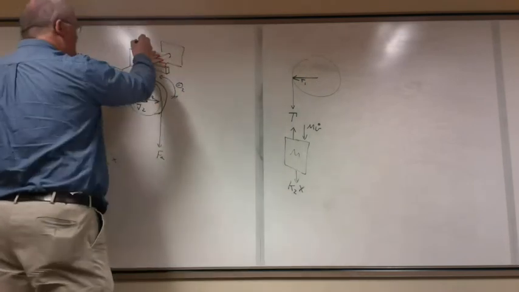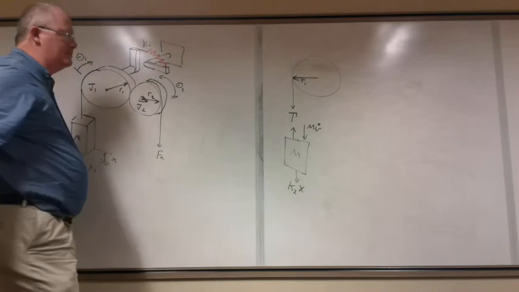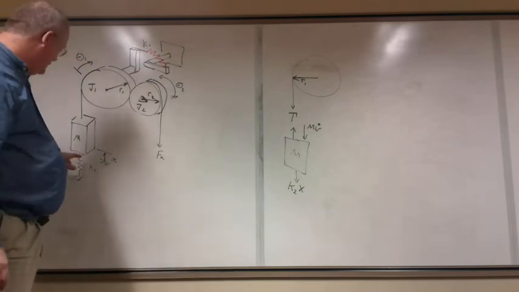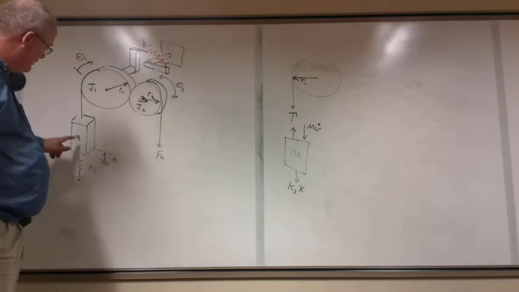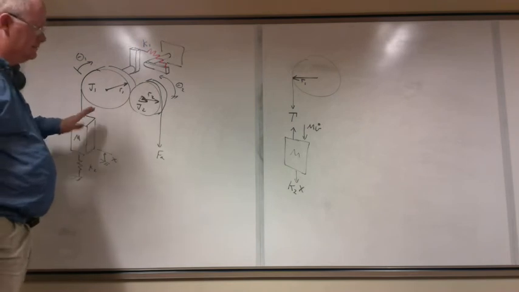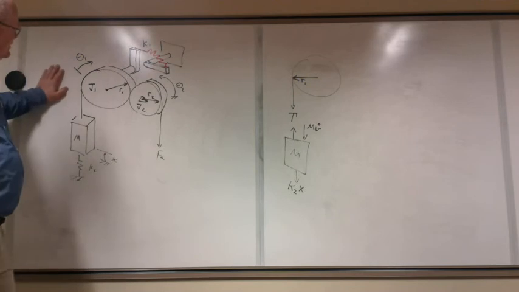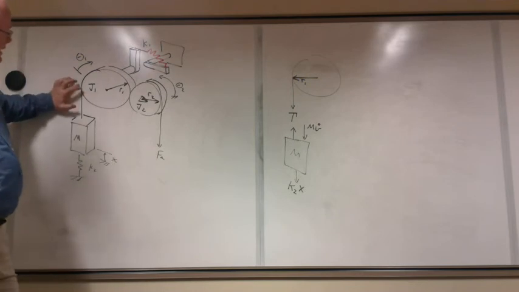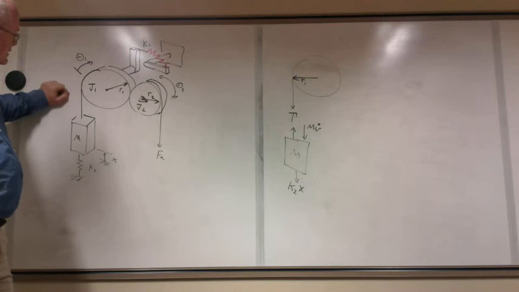I neglected to say K1 is the torsional spring that we've got up above. So I've got that force: we're neglecting gravity, we've got the spring force, the tension of the cable, and the inertial force acting on the mass. And that's it. Up here, we've got a force acting at a radius on this inertia J1.